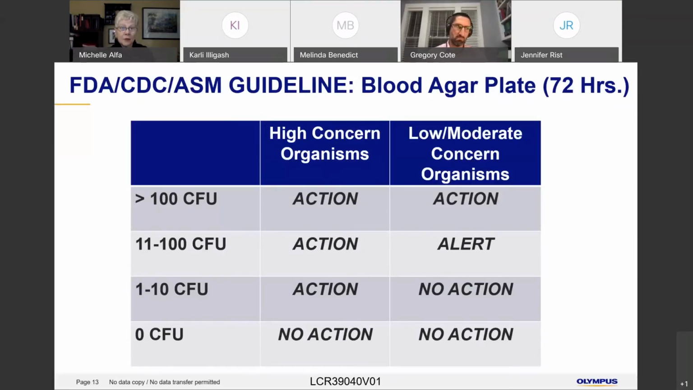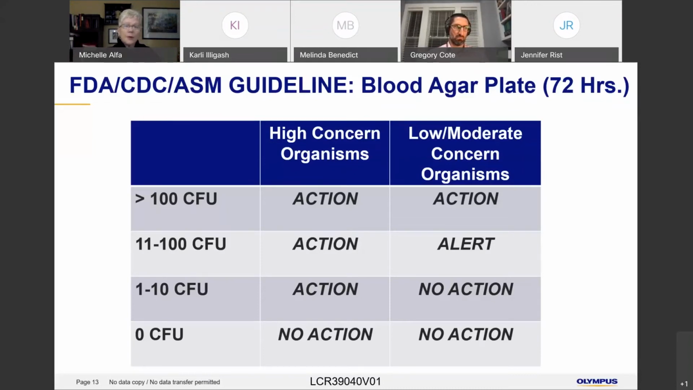Something is seriously wrong, and so it requires action regardless of what organism is there, high concern or low concern. If there's between 11 to 100 CFU for high concern, obviously that requires action because there should be 0 CFU of high concern organisms, but it's still verging on a very high number, and that has been defined as an alert category. The 1 to 10 CFU, again, for high concern organisms, that requires immediate action.